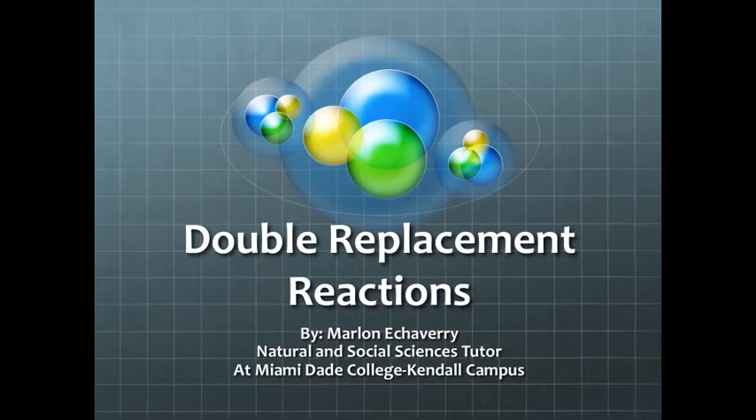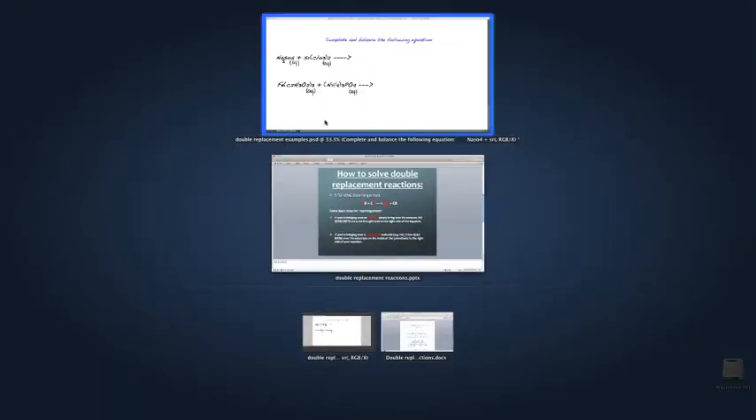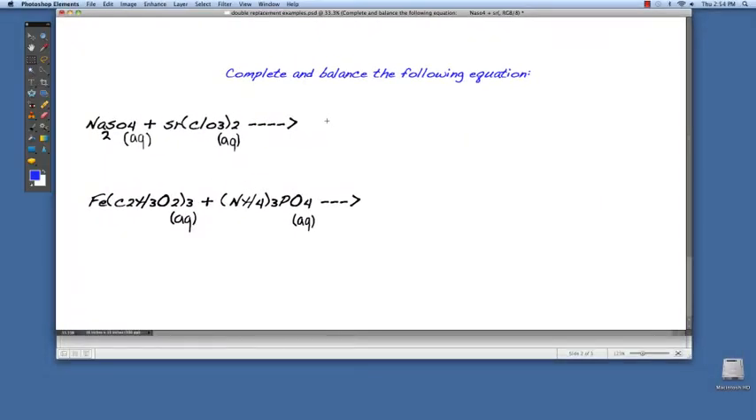Today we're going to be looking at what are known as double replacement reactions. Let's take a look at what a typical question would look like. They might give you something like this, where it says complete and balance the following equation. Here you have sodium sulfate, and then you also have this other compound, strontium chlorate. They're reacting, and your task is to figure out what the products are going to be, and you're also supposed to figure out how to balance this equation.